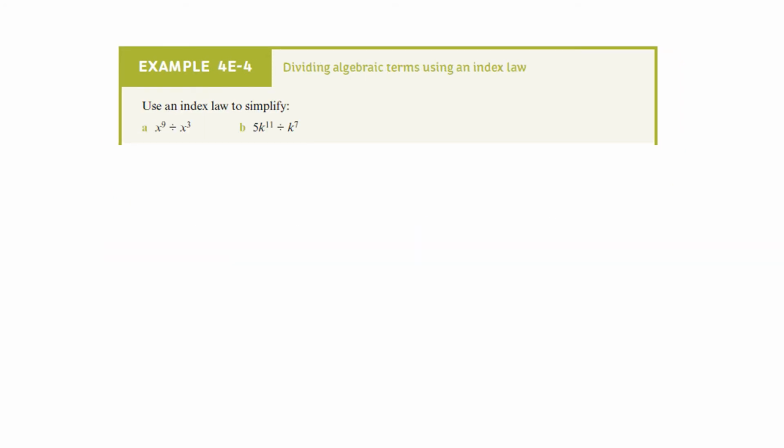Alright, now we're going to use an index law. I showed you an index law in exercise 4D, and that was the first index law. Now we're going to look at using the second index law. You can see that we're dividing here, and in our first index law we were multiplying and then we added the powers. Now we're going to be doing the opposite. We're dividing, so now we're going to subtract the powers.